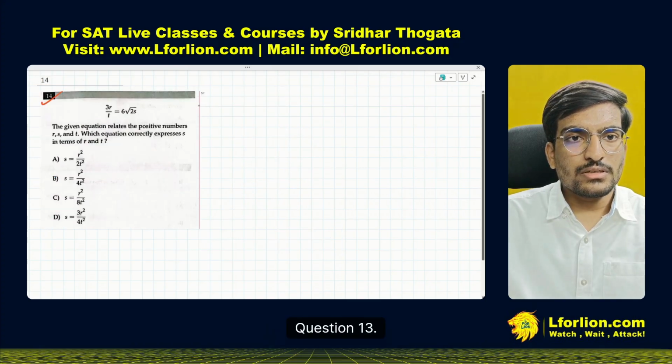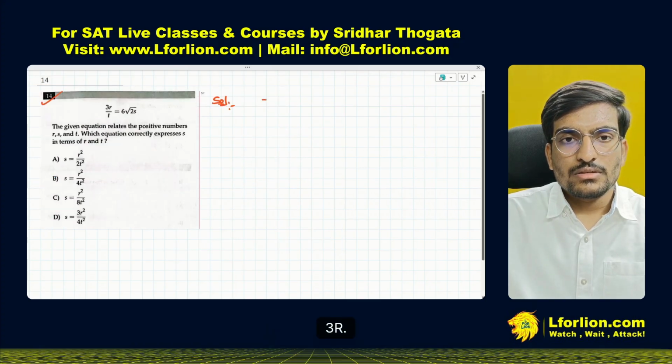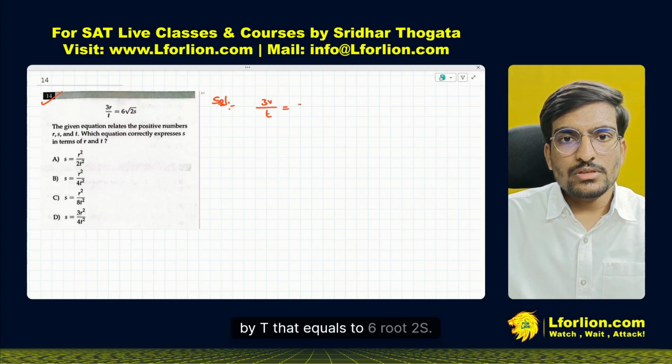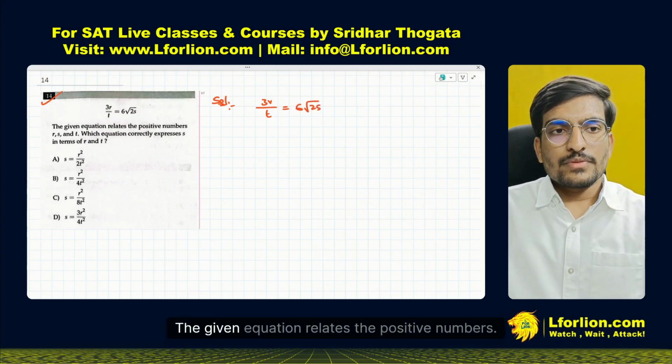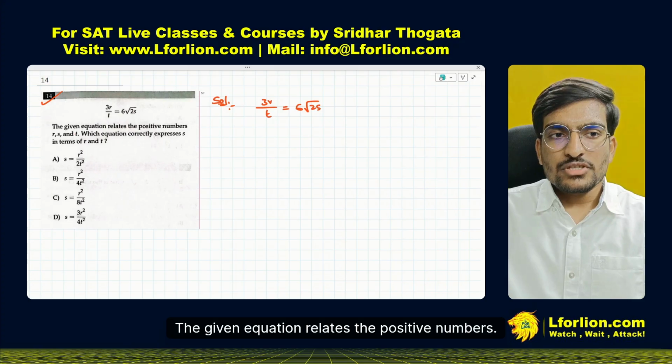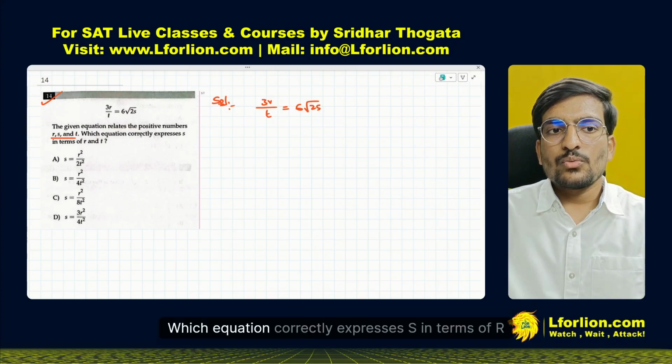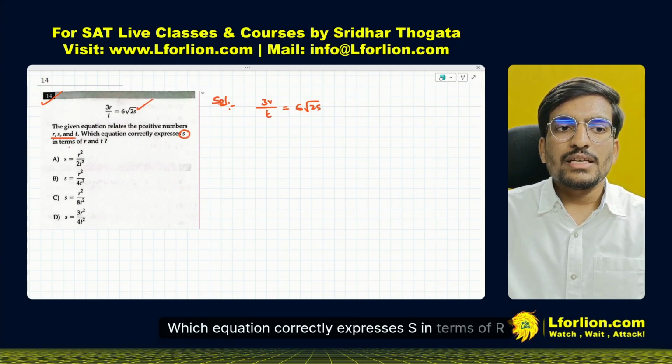Question 13, 3 by t equals 6 root 2s. The given equation relates the positive numbers r, s, t. Which equation correctly expresses s in terms of r and t?